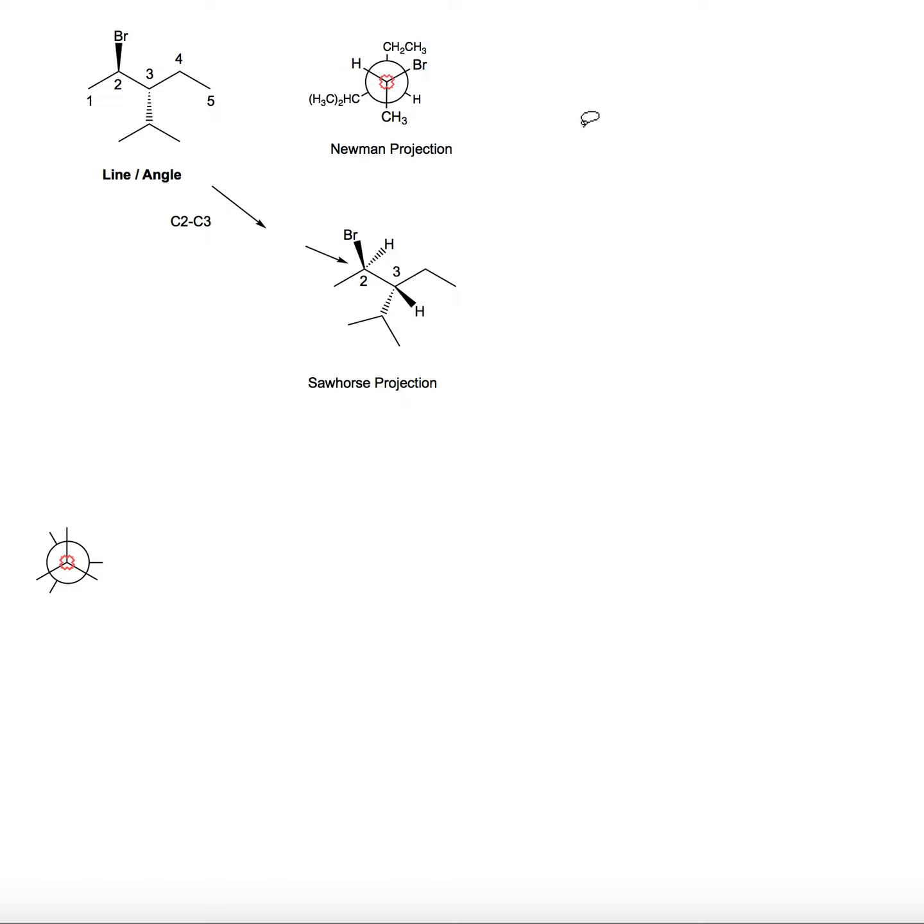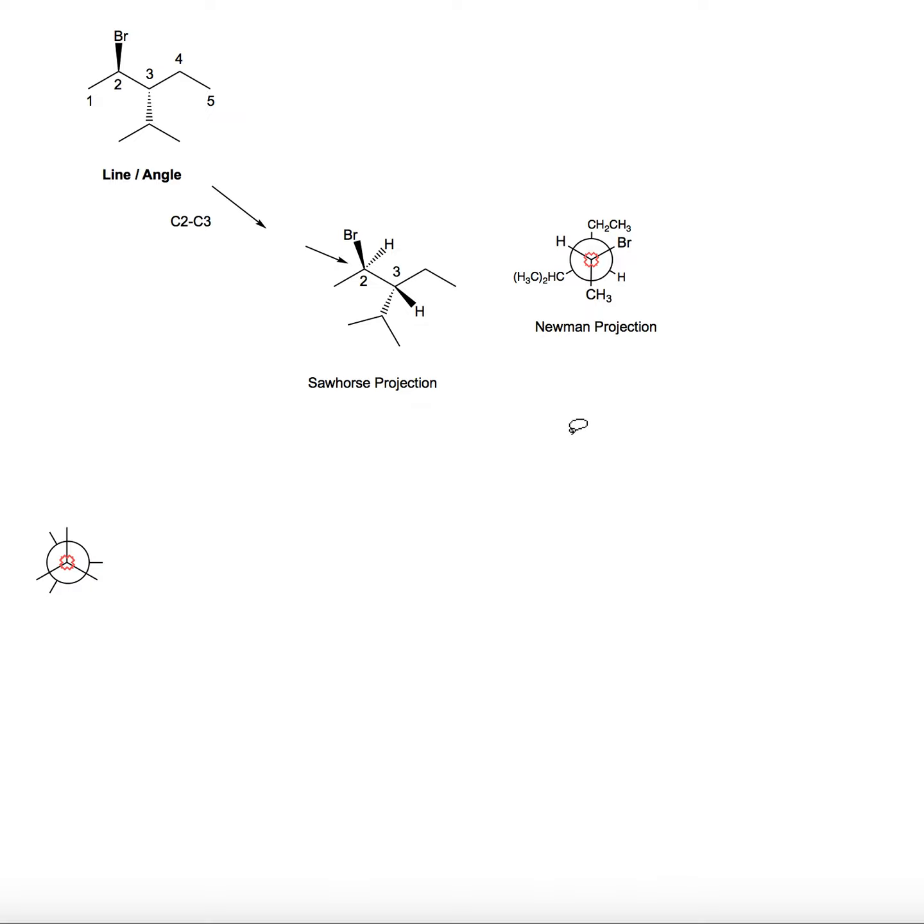Okay, and then this will be just the Newman projection for this line and angle structure when viewing the compound through the C2-C3 bond. Okay, you can do the same thing from the opposite side and then you will get the same result. Okay, it doesn't matter.